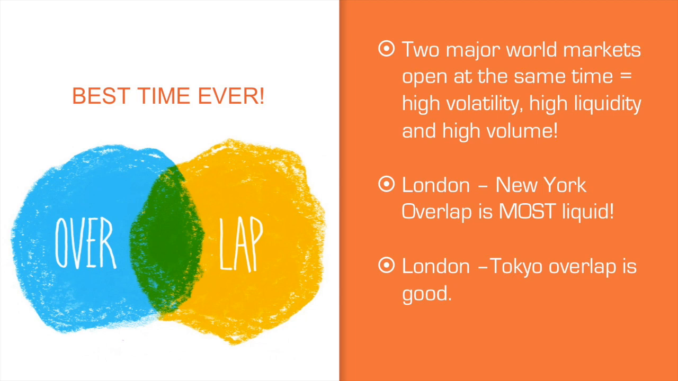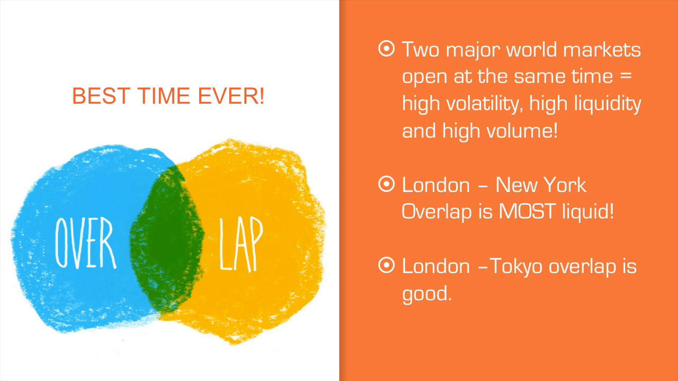It is the most liquid. You're going to have a crazy amount of news coming out. You're going to have news for the US coming out. You're going to have news for all Europe pairs, all London pairs, all of those types of pairs are going to be coming out. So a lot of news releases which cause the market to move.